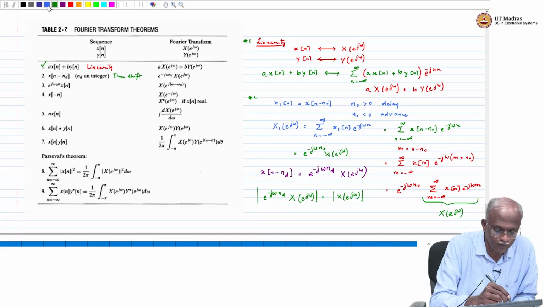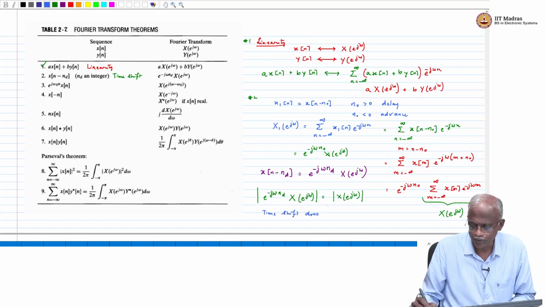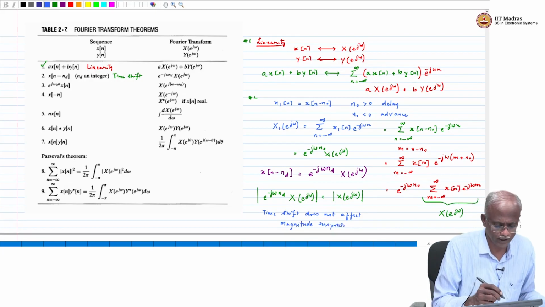So, a shift in time does not affect the magnitude response. Again, a useful result that you can keep in mind and apply whenever there is a need for that.